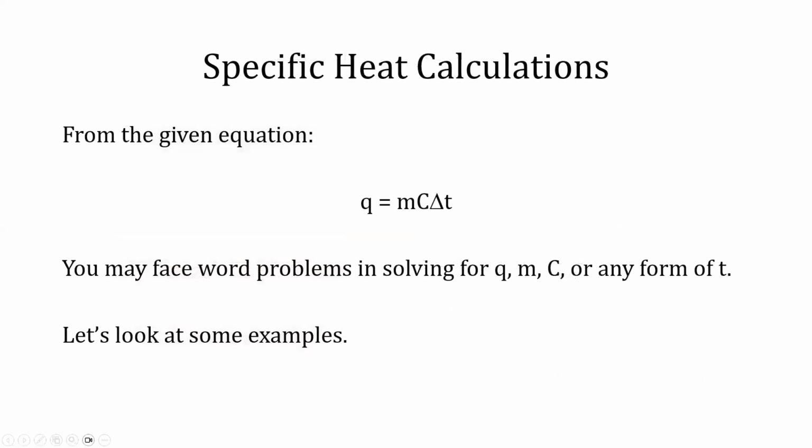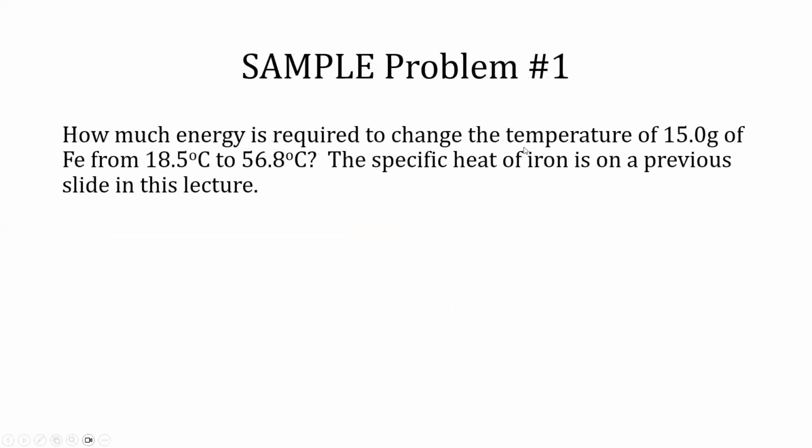You may face word problems in solving for Q, M, C, or any form of T. Let's look at some examples. Sample problem 1 is: how much energy is required to change the temperature of 15 grams of iron from 18.5 degrees Celsius to 56.8 degrees Celsius? The specific heat of iron is on a previous slide in this lecture.